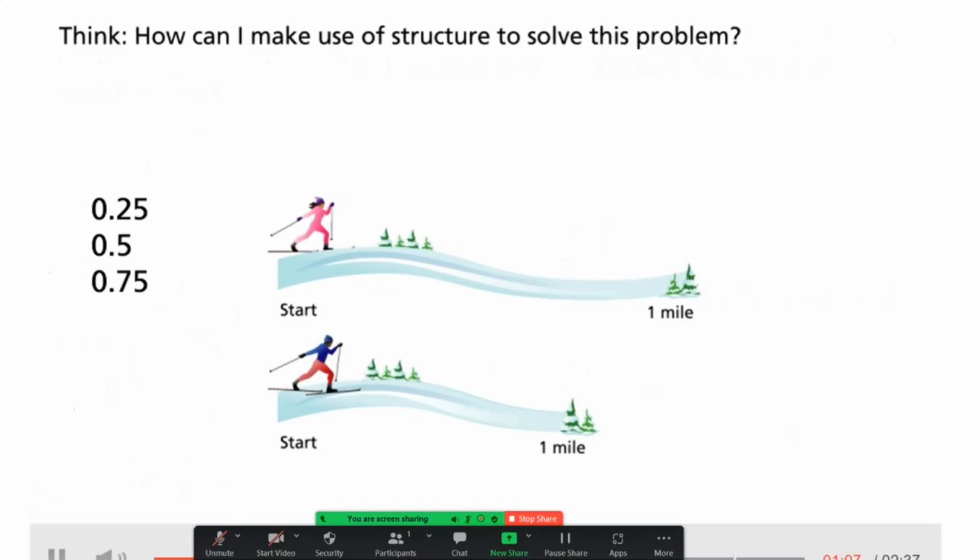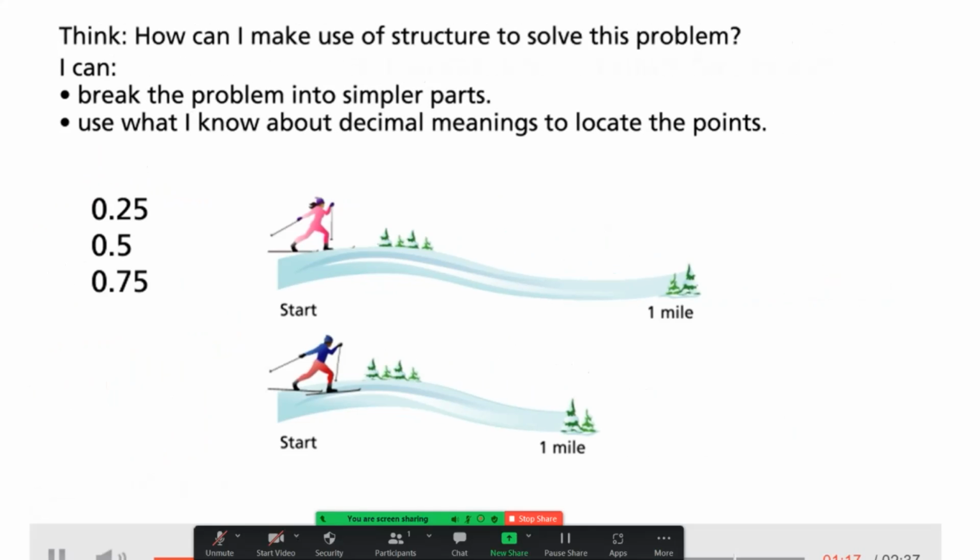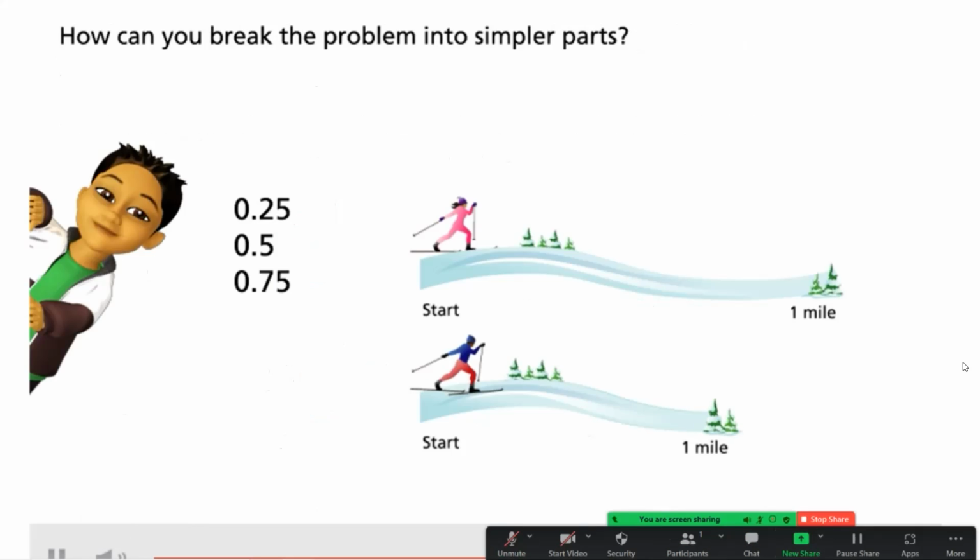Think, how can I make use of structure to solve this problem? I can break the problem into simpler parts. Use what I know about decimal meanings to locate the points. Use equivalent forms of numbers. How can you break the problem into simpler parts?